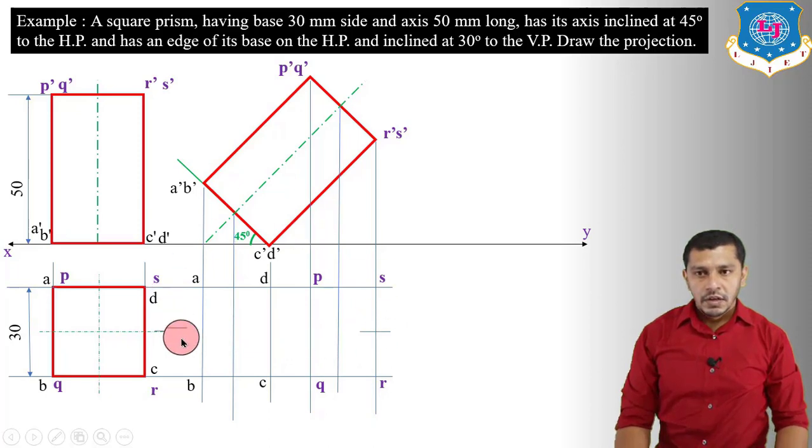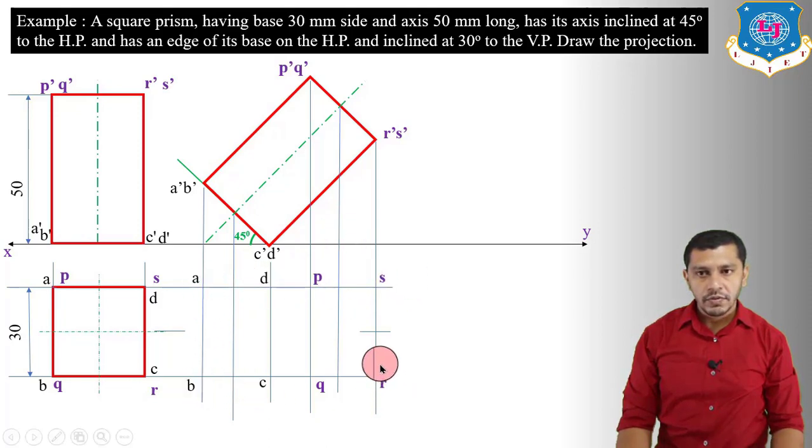Now while drawing the top view in the second stage, we have to keep 3 points in our mind. So the first point is, first of all we have to draw the outlines in the top view. So draw the outline, and the outline will be AB, RS. So by connecting AB, BR, RS and SA, we will get the outline.